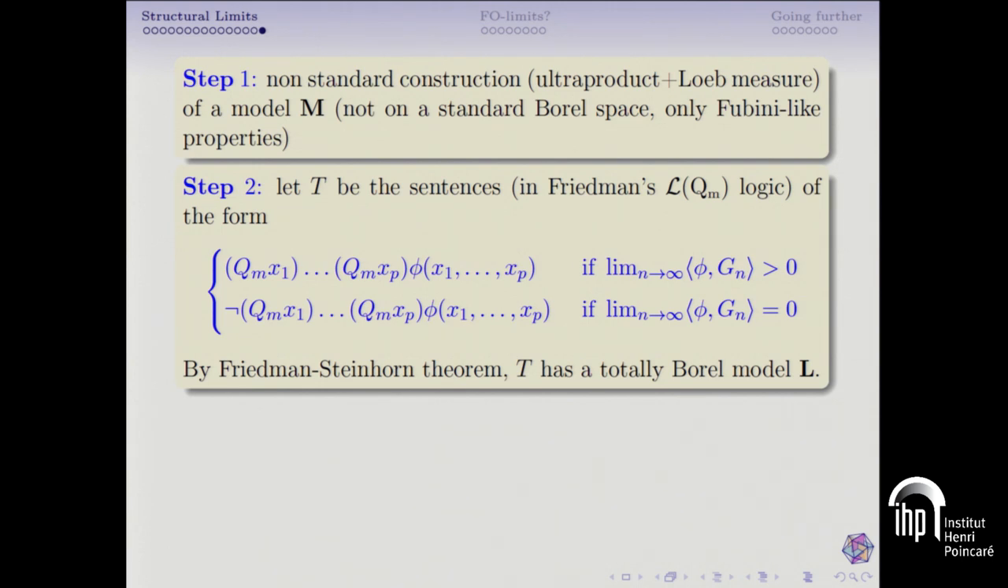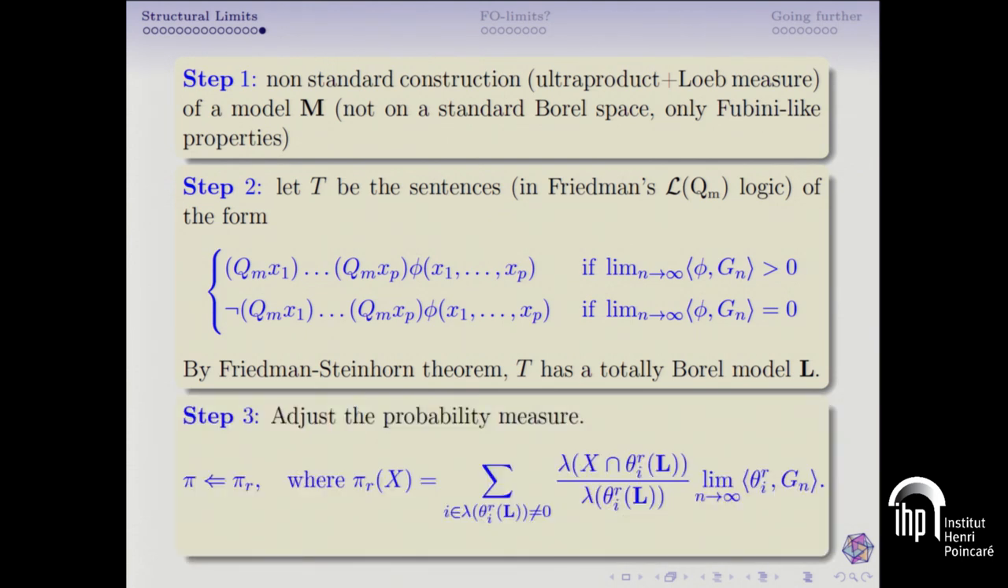And then using a theorem which has been at least announced by Friedman, and for which Steinhorn gave two different proofs, actually, you can get that this set of sentences has a standard Borel model. And why? Because the set of sentences will be consistent, because it has some model. More or less, this is the idea. The ultraproduct is sufficient to give a model. And then you adjust simply the probability measure, and it is not difficult to make it fit for all the first order properties which involve only one free variable.